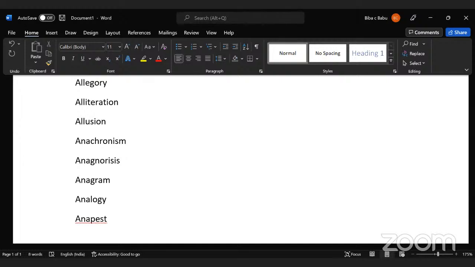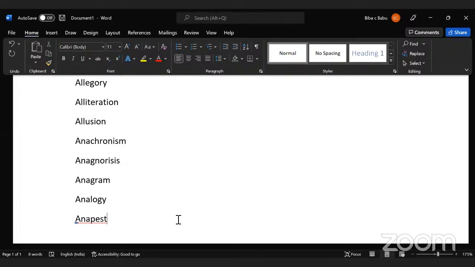Anapest is a device used in poetry. When you study poetry in detail, I don't know if you have come across poetry in your earlier sessions. There are different kinds of devices in poetry. We have different syllables. We count syllables in a poem. And there are stressed syllables and unstressed syllables. In a poem, we have stressed and unstressed syllables.